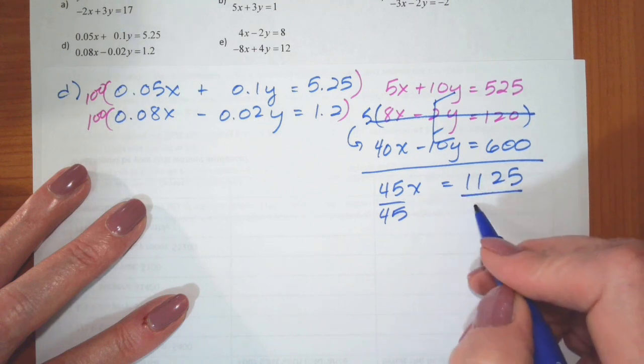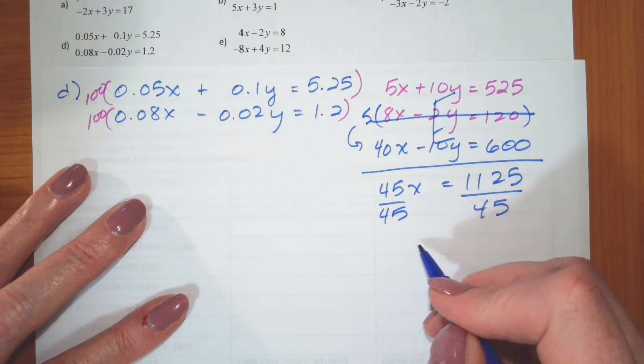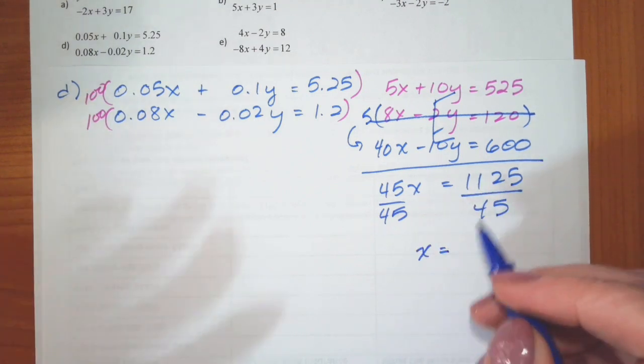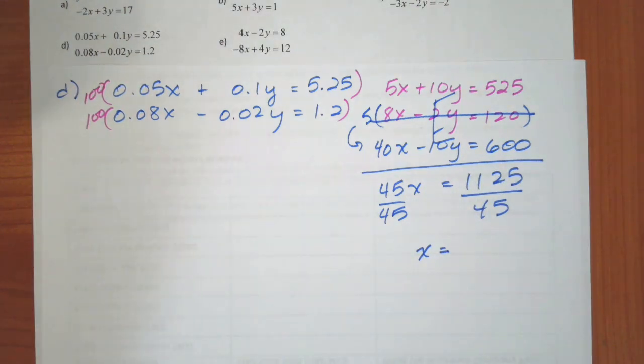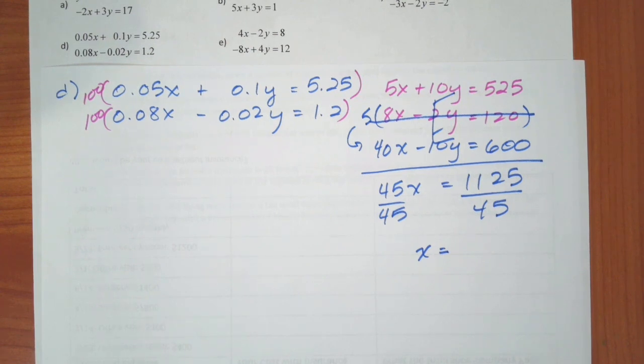And when I divide by 45, I get that x is equal to, so 525 divided by 45 is, whoops, I'm sorry, 1125 divided by 45 gives me 25.